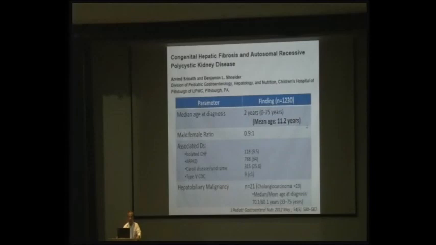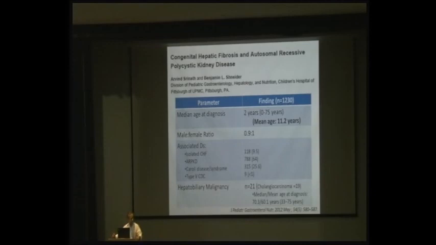Again, this is the largest compilation of 1,200 patients, both children as well as adults, with congenital hepatic fibrosis and Caroli's disease or syndrome. Median age at diagnosis was around 2 years, while the mean age was around 11 years, with almost equal male to female ratio. Isolated CHF was in around 10%, and ARPKD was the commonest presentation at 64%, followed by Caroli's disease or syndrome in around a quarter of the patients.